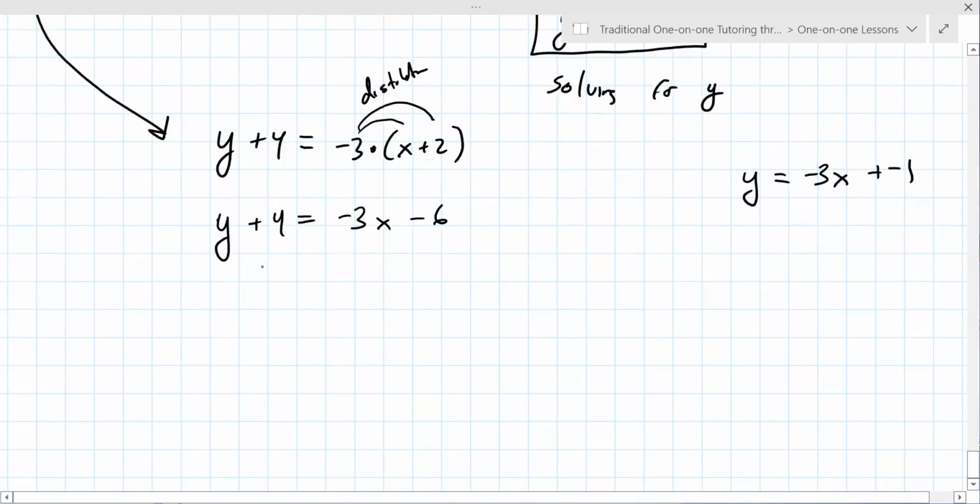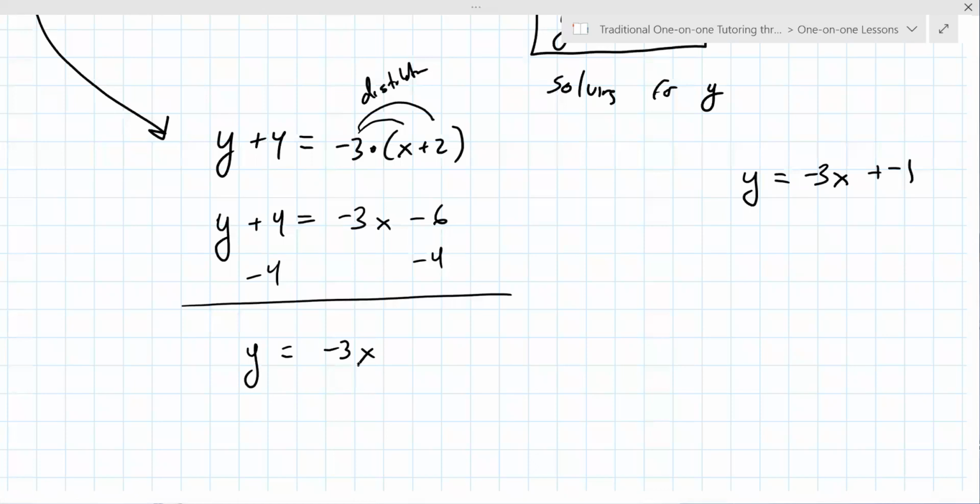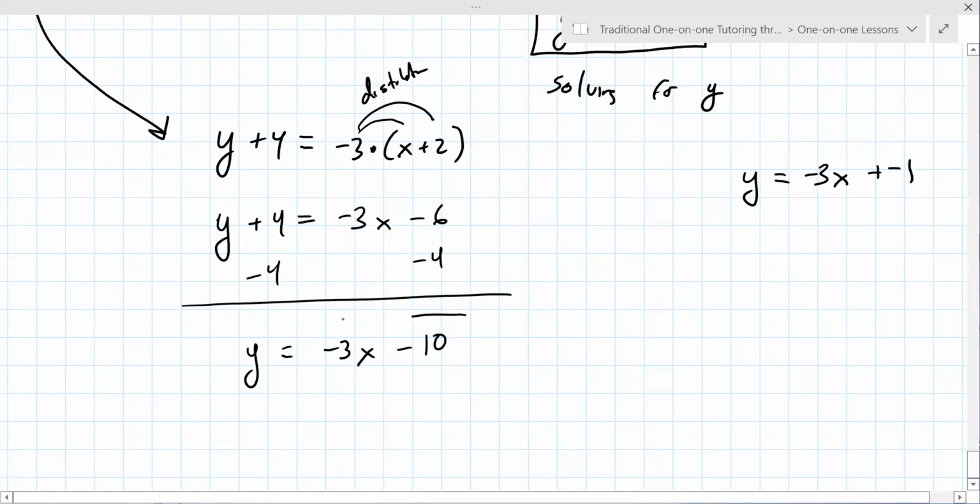Okay, and then your last step here is to undo this plus 4. You subtract 4 from both sides. What is -6 minus 4? Negative. Oh, negative 10. -10. There's your final answer.